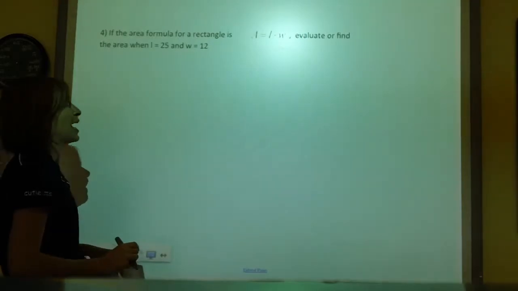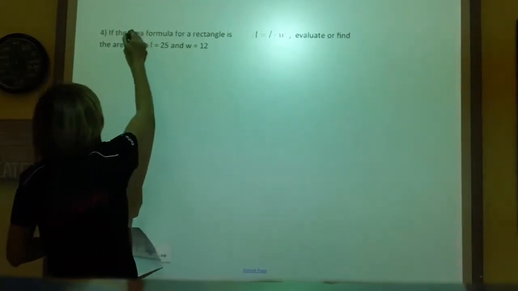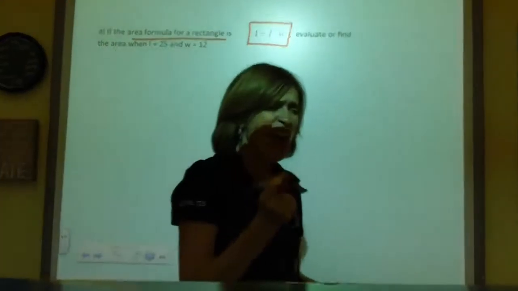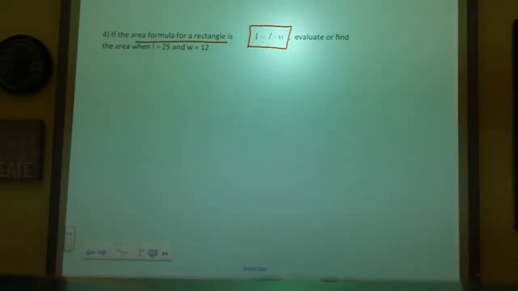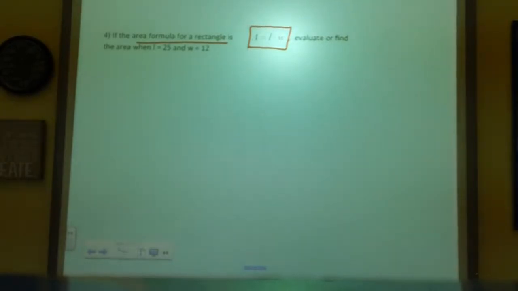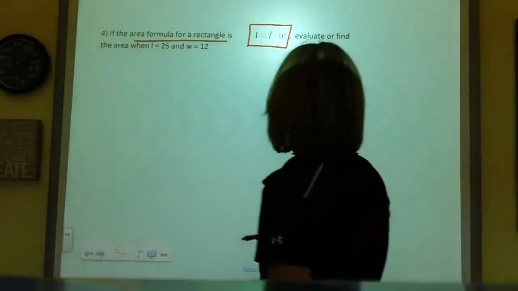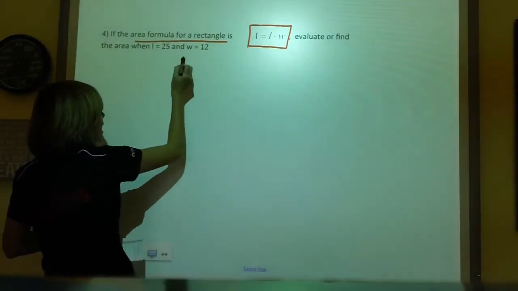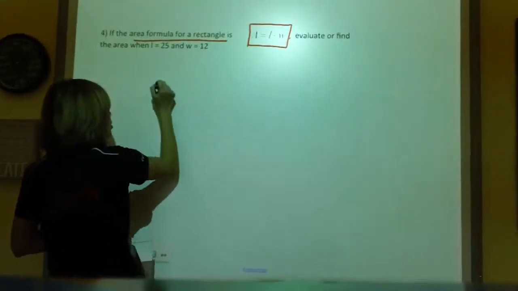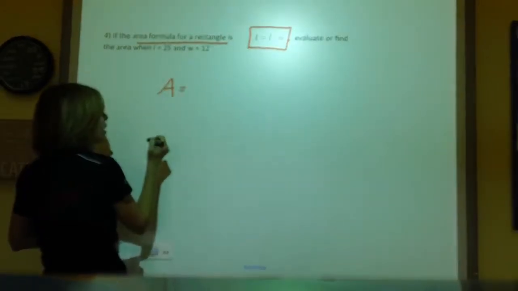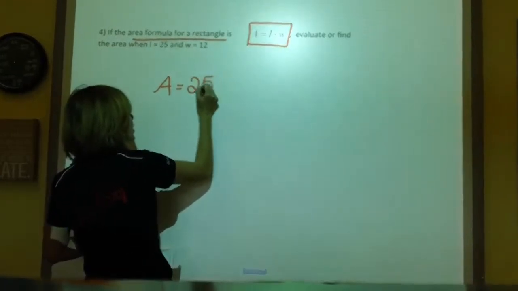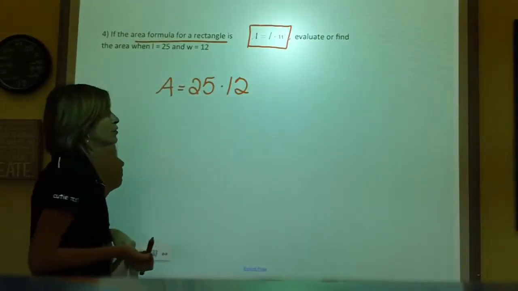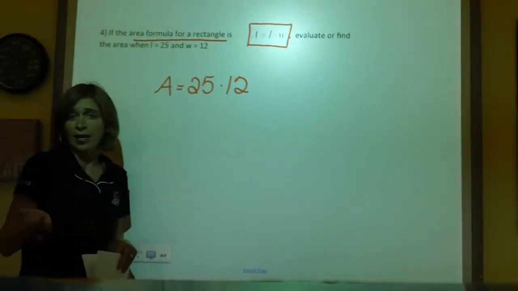Let's move on to the area formula. It says if the area formula of a rectangle is area equals length times width. I threw that in there because that is a formula I expect you to know. Area equals length times width. Evaluate or find the area when L equals 25 and W equals 12. So that means just plug in 25 for L, 12 for W. Okay, and now you have to multiply.